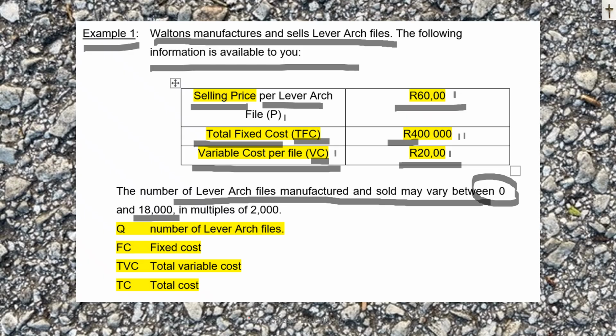When you draw this up on a graph, you can draw it up in multiples of 2,000. Q will represent the number of lever arch files, the quantity. FC is fixed cost. TVC is total variable cost. And TC is the total cost, which will be fixed cost plus total variable cost. Total variable cost, you will see, will be quantity multiplied by variable cost.